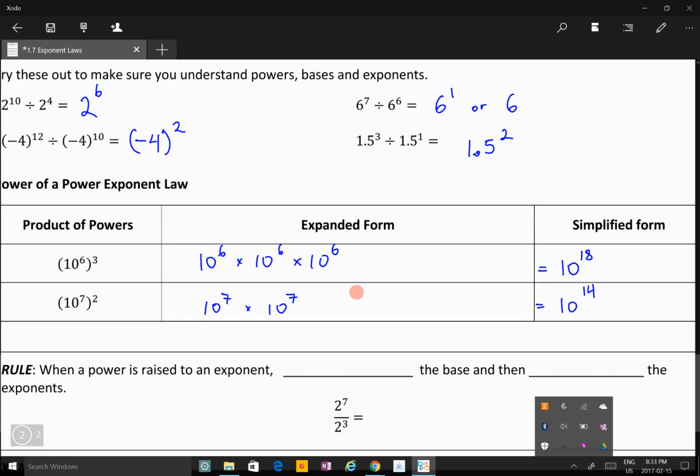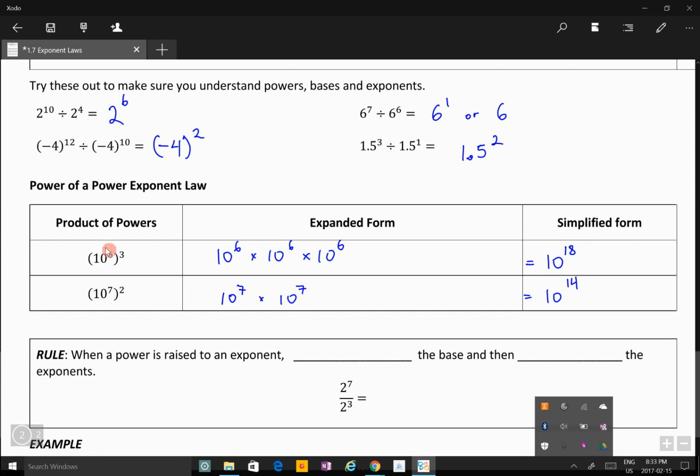Now it turns out, if you look carefully enough, what's the relationship between 6 and 3 with 18? Well, if I do 6 times 3, I get 18. If I do 7 times 2, I get 14. So it turns out the rule is when a power is raised to an exponent, write the base and then multiply the exponents.